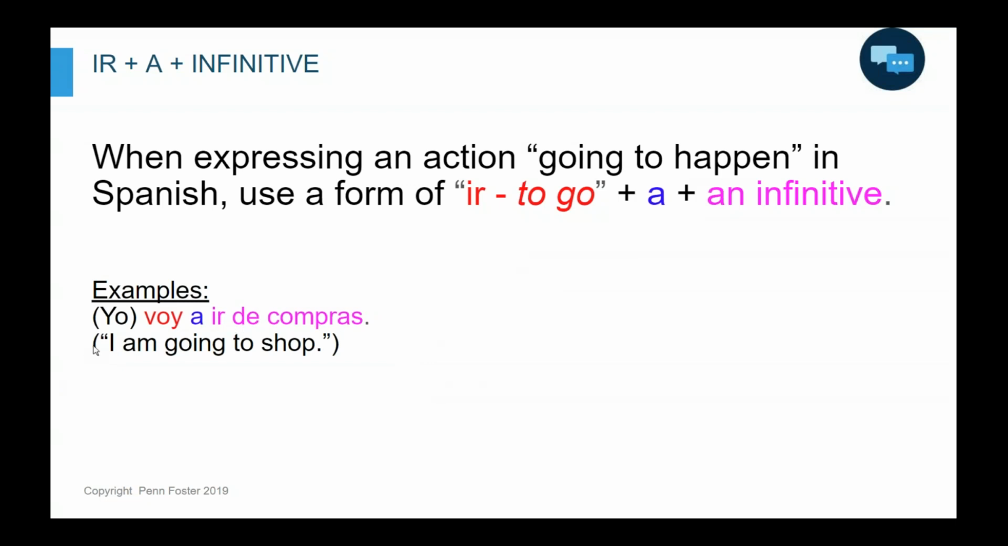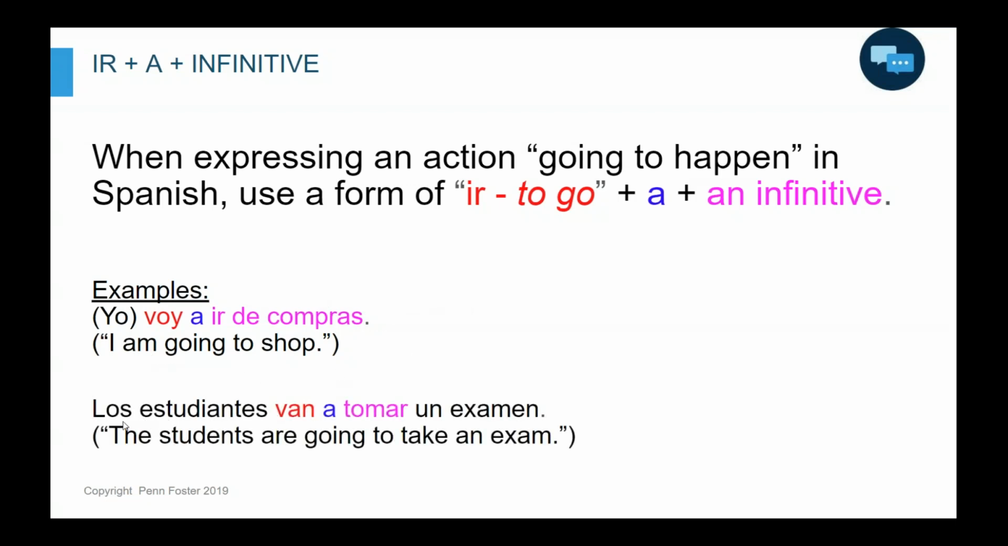So voy a ir de compras, we see voy is that first person singular of ir. So I am going, the a to, and your infinitive ir de compras, to shop. Looking at an example in the plural, los estudiantes, the students, van would be the third person plural form of ir, present tense, are going a tomar, to take, un examen, an exam. So again, three parts to this construction, a form of ir, the a, and the infinitive.